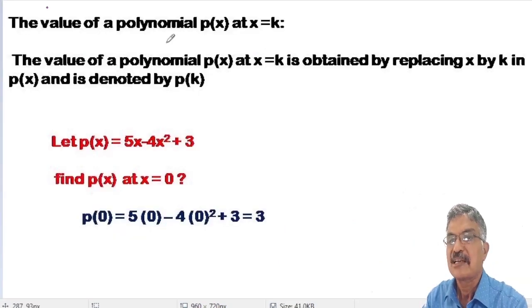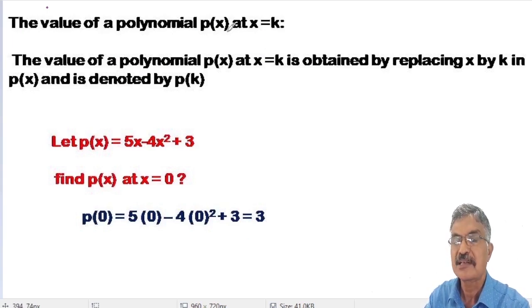Next, the value of a polynomial for a particular value of the variable. Here we have to find the value of a polynomial at x is equal to k. Then we will represent it as p(k).